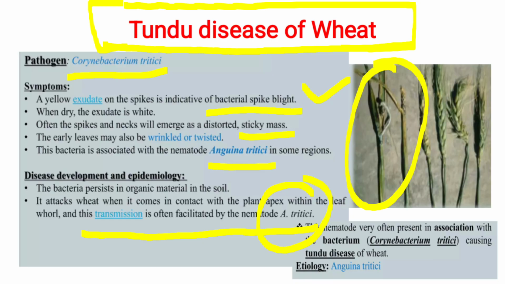So this disease is generally more damaging and more aggravated when the bacterium and the nematode are both associated, right? So the bacterium is Corynebacterium tritici and the nematode is Anguina tritici. Okay, so that is about the bacterial disease.